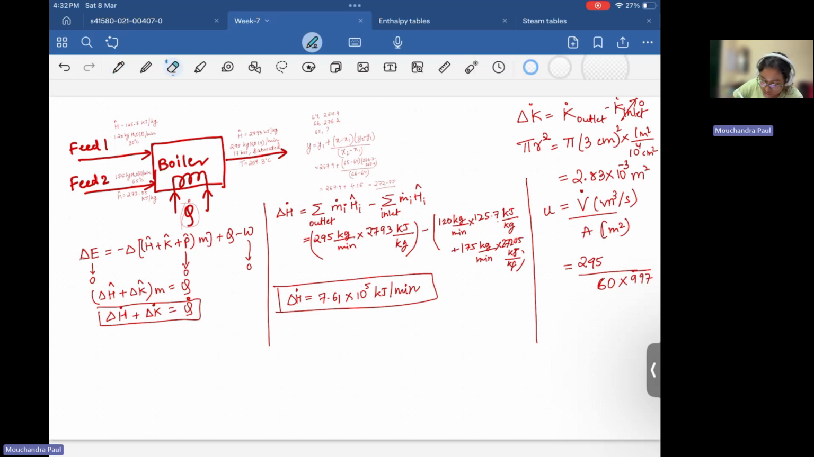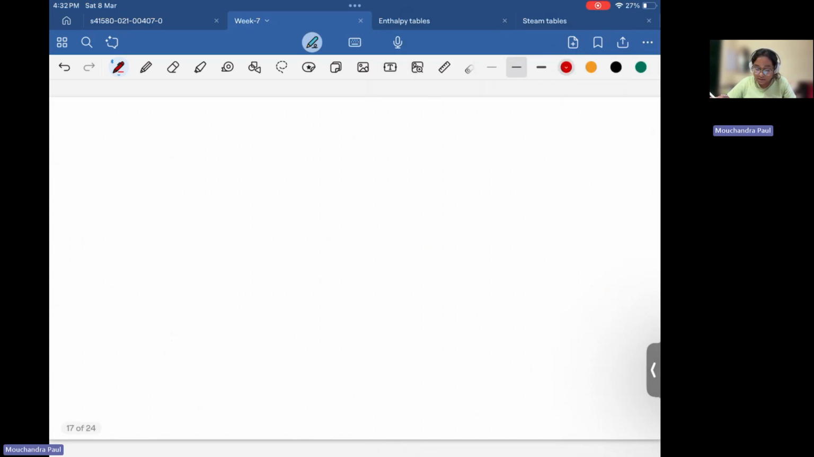So for space constraint, I'm not writing the exact units, but I hope you will be able to make it out. So the top part will be in the units of meter cube per second. And the bottom part, area, we have already calculated, it is 2.83 × 10 raised to the power minus 3 meters square. So you got u as 202 meter per second. Okay.